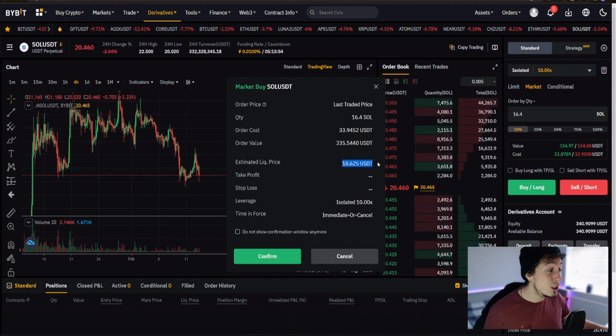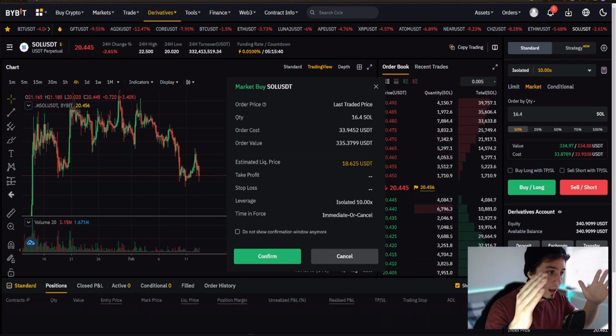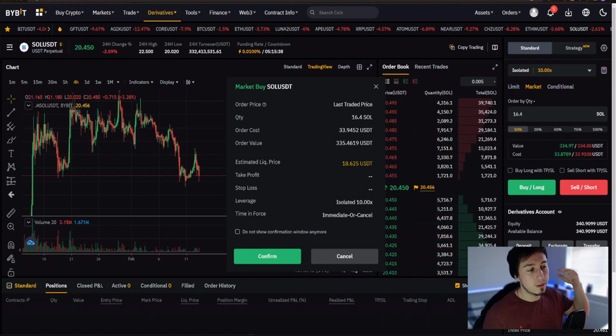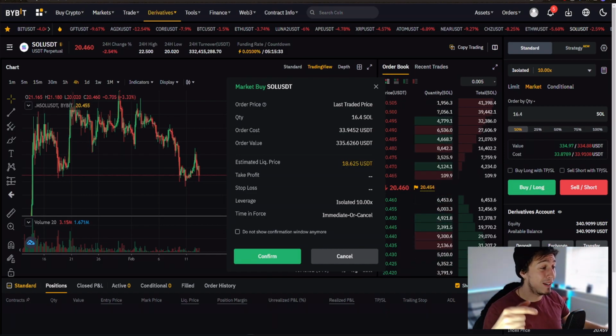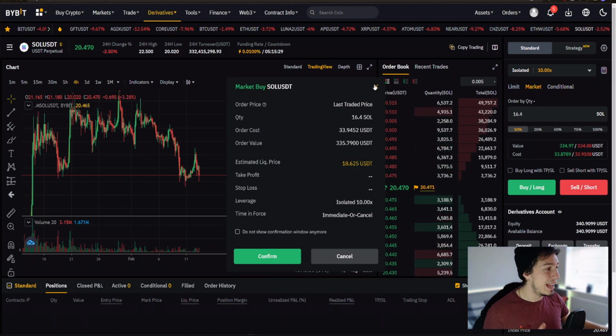We can see the liquidation price. The higher your leverage, the closer this number will be to your entry. Because we're going long on this occasion, we assume our technical analysis is telling us the price is going to go up. So we're betting on this coin going up in price. If it did go down, you'd get fully liquidated and lose all your funds at $18.62.